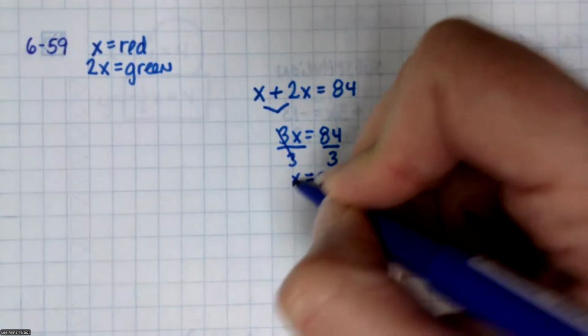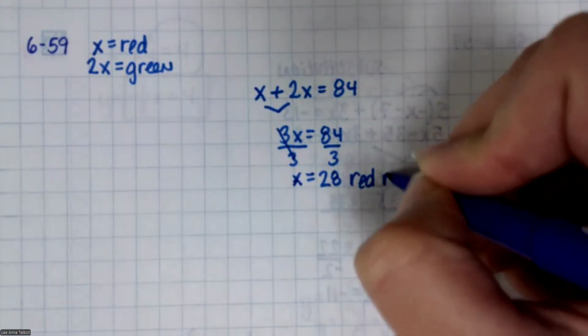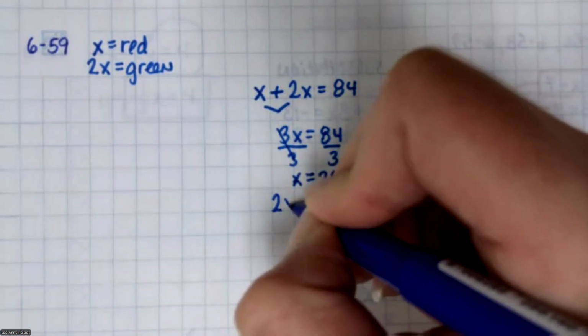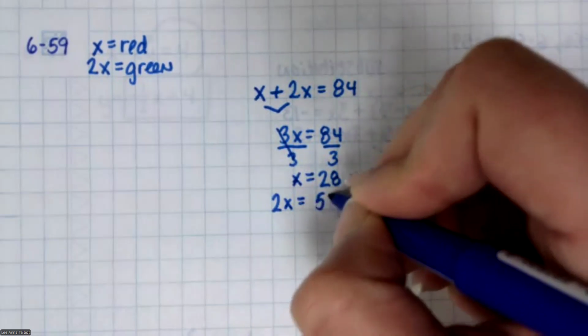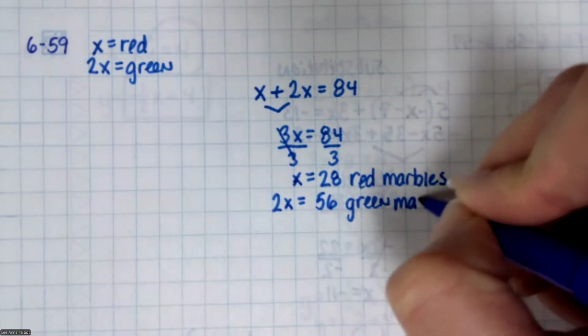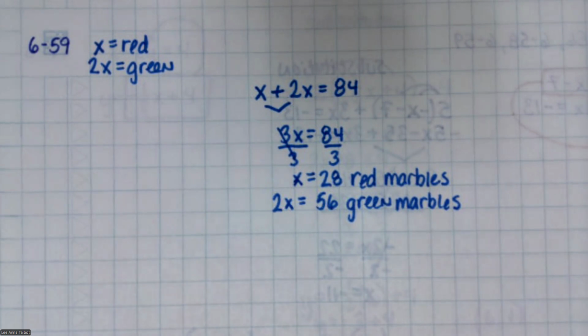Did you just do that in your head? So that means that there's 28 red and 56 green. 56 for you guys.